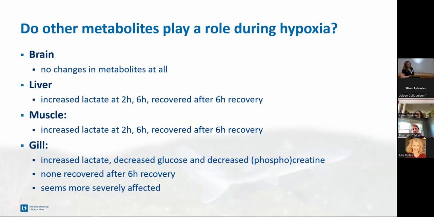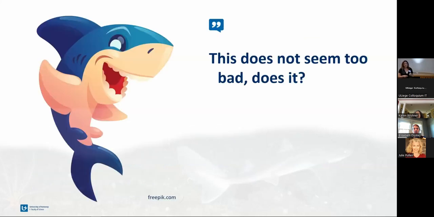In gill, which is of course in closest contact with the hypoxic water, we did see increased lactate, decreased glucose, and also decreased creatine and phosphocreatine. And here, none of them recovered after 6 hours. So they seem to be affected to a much larger extent than the internal organs, or maybe they're just not used to dealing with low oxygen levels. So this does not seem too bad, does it?